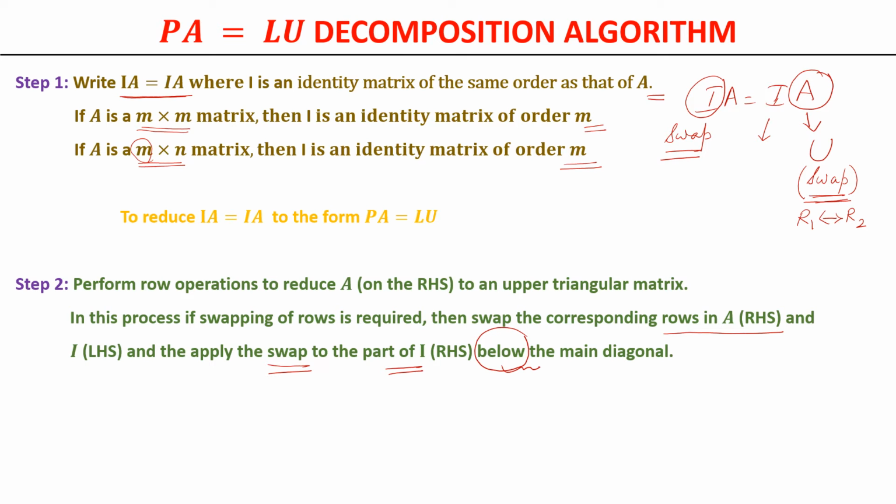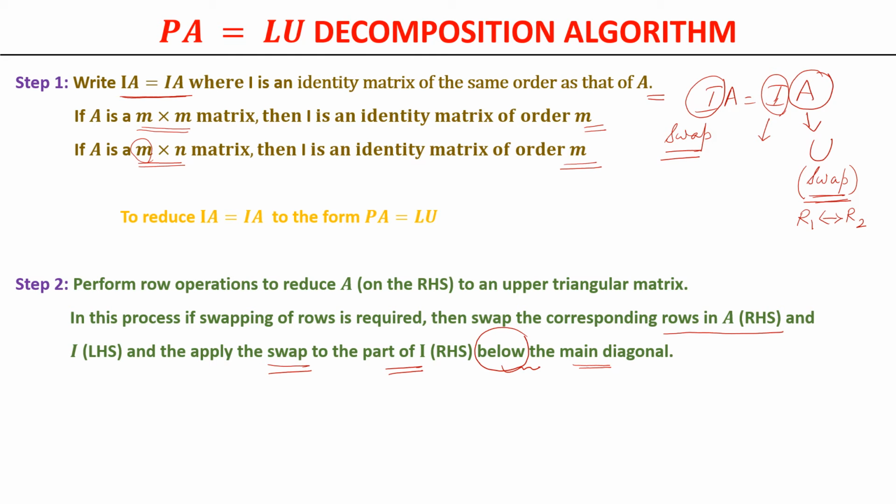So if I am swapping the first and the second row, I can swap those elements in the identity matrix on the right hand side, but only that part of the identity matrix which lies below the main diagonal. I'll explain this in the example. It will be more clear at that time. So this would be the procedure when you are swapping.